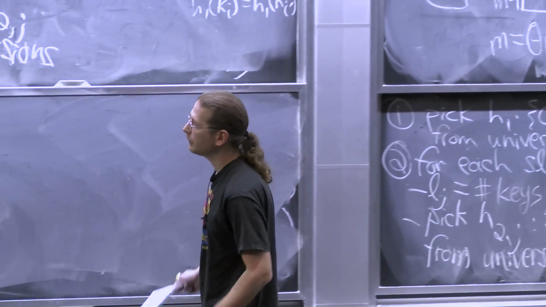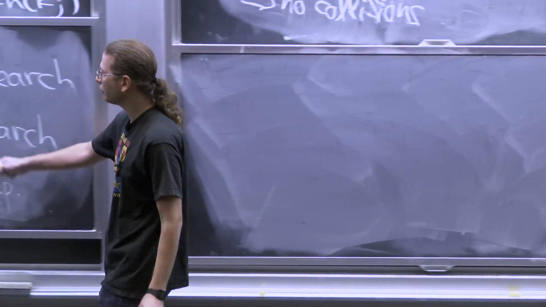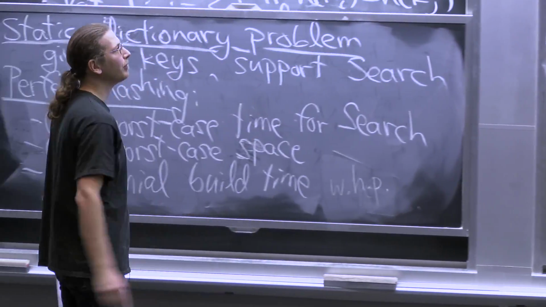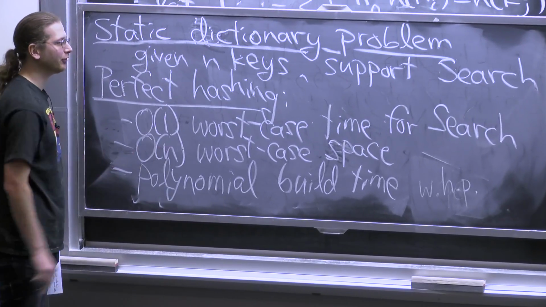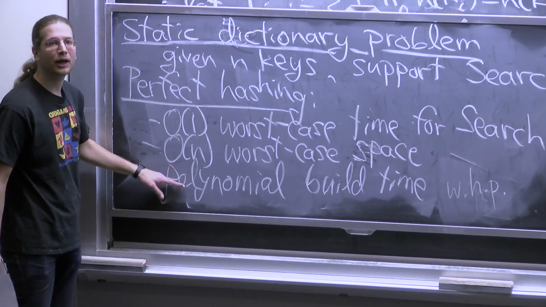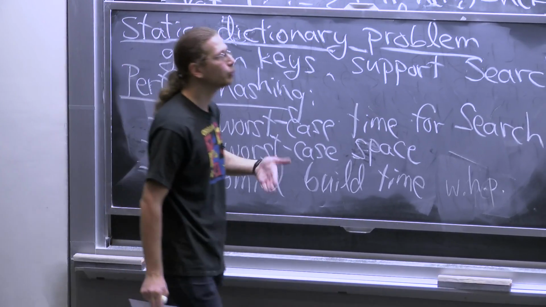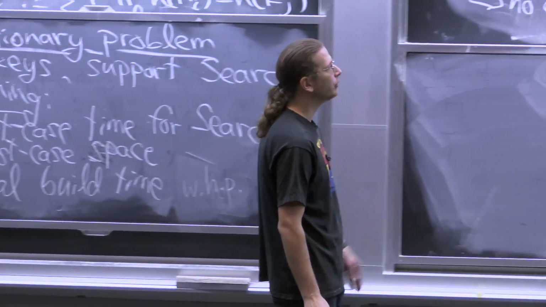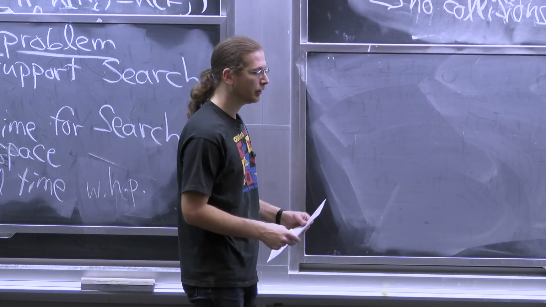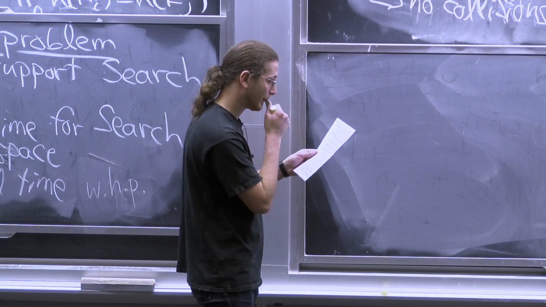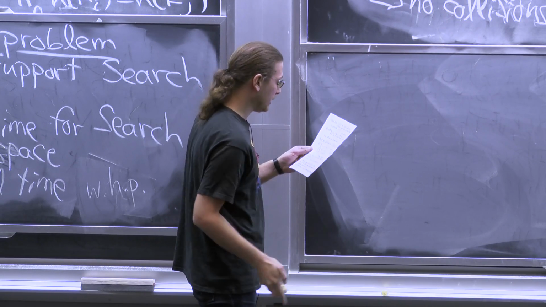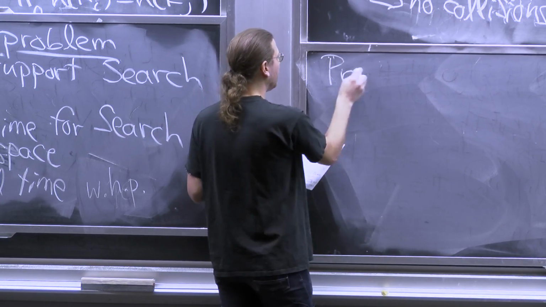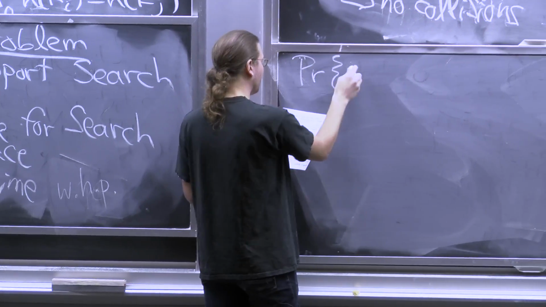Okay? The big question, so constant worst case space, because 1.5 guarantees that. Constant worst case time for search. The big question is, how long does it take to build? How many times do we have to redo steps 1 and 2 before we get a perfect hash table? Okay, so let me remind you of the birthday paradox, why it works here.